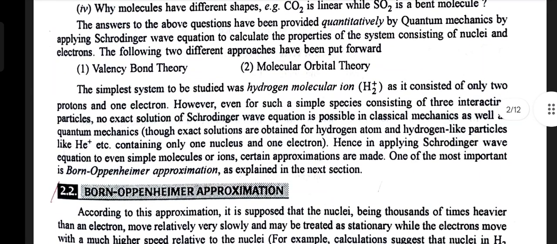The simplest system to be studied was the hydrogen molecular ion, H2+, as it consisted of only two protons and one electron. However, even for such a simple species consisting of three interacting particles, no exact solution of the Schrödinger wave equation is possible in classical mechanics as well as quantum mechanics. Hence, in applying the Schrödinger wave equation to even simple molecules or ions, certain approximations are made. One of the most important is the Born-Oppenheimer approximation, as explained in the next section.